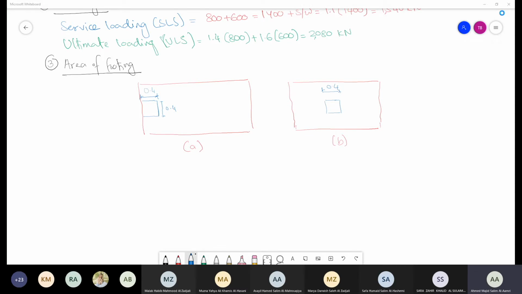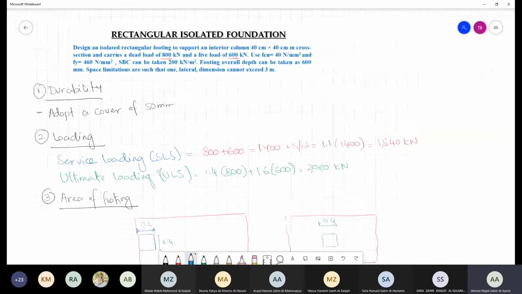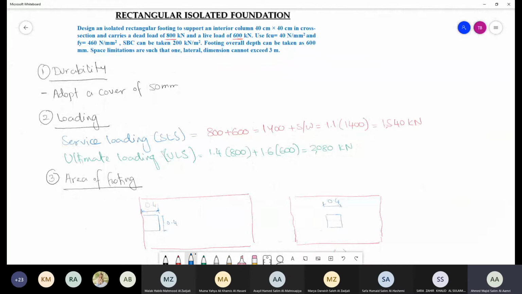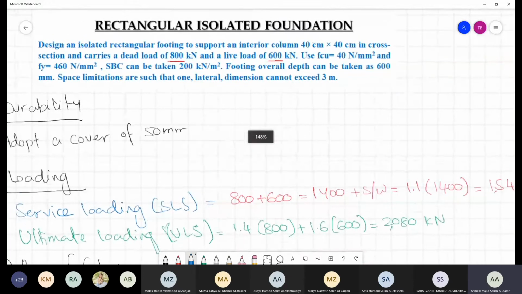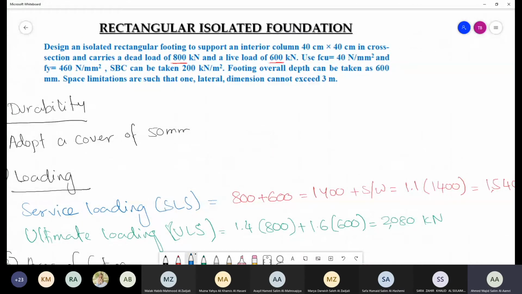Okay. They have given us another thing when it comes to the problem. Let us read the problem better. It says: design a rectangular isolated footing to support an interior column, which is 40 centimeter by 40 centimeter in cross section. This foundation is to carry a dead load of 800 kilonewton and an imposed load, or a live load, of 600 kilonewton. We need to use an fcu of 40 megapascals and fy of 460 megapascals.